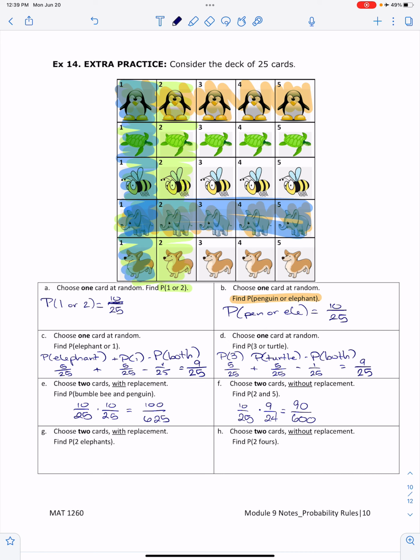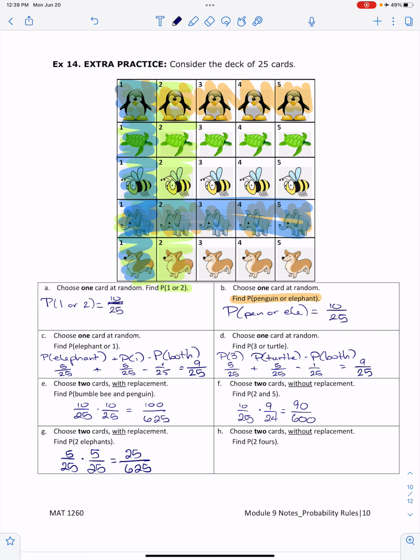G, I want 2 cards with replacement. I want the probability of 2 elephants. Well, the probability on the first draw is 5 out of 25. I replace that card, so I still have 5 elephants in my deck of 25. Multiply these, we get 25 out of 625 is the probability that we draw 2 elephants with replacement.